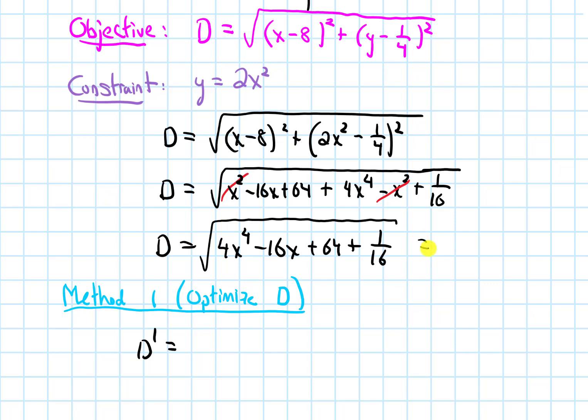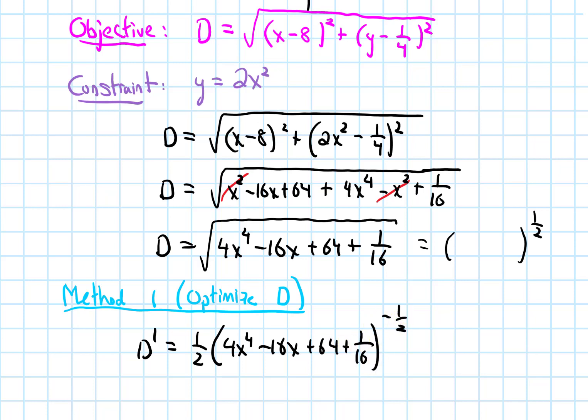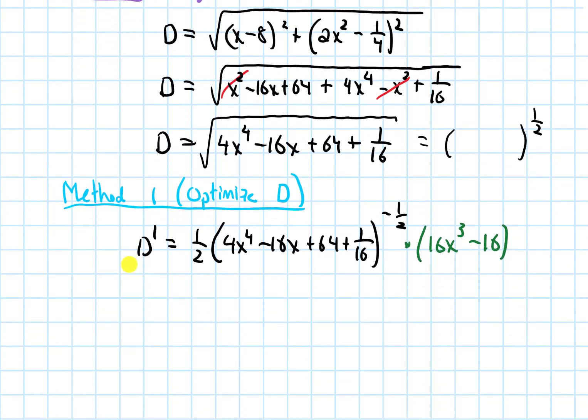So we would rewrite this whole thing as being this stuff to the 1/2 power. So the 1/2 would come down, and then we'd have all that stuff, 4x to the 4 minus 16x plus 64 plus 1 over 16 to the negative 1/2 power. Then we do chain rule, and we multiply by the derivative of the inside, which is 16x to the 3rd minus 16.